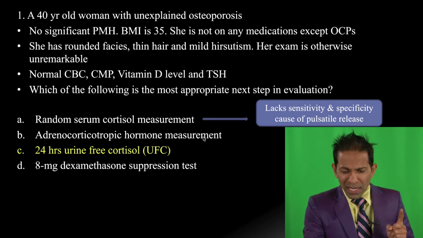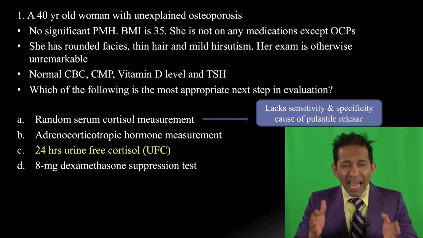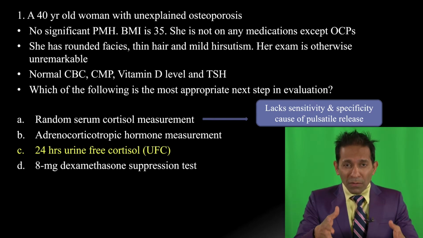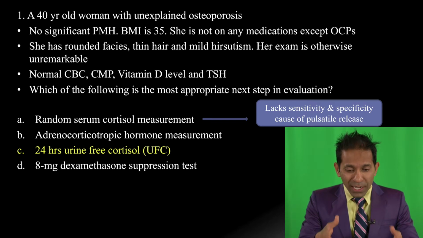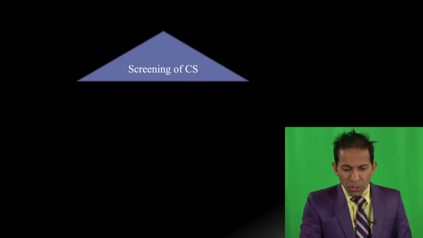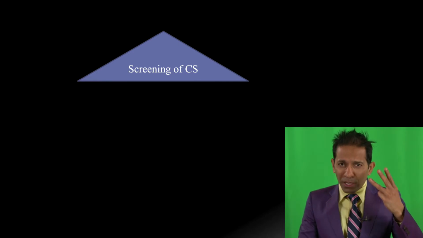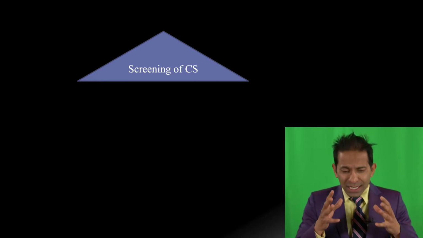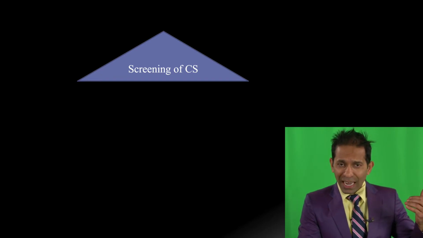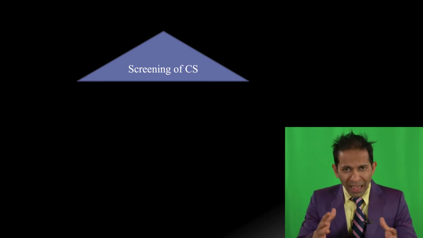Now, option B, ACTH hormone, and option D, 8 milligram dexamethasone suppression test. This we would do once we have biochemical evidence of Cushing syndrome. So far we have not made the biochemical diagnosis, so these options are incorrect. I'm going to explain that in next couple of minutes. So if you are suspecting patient have Cushing syndrome, you can do 3 tests. Okay, now we suspect Cushing syndrome if patient have right clinical findings. So our patient had obesity, osteoporosis, hirsutism, so it's reasonable for her to have screening for Cushing syndrome.